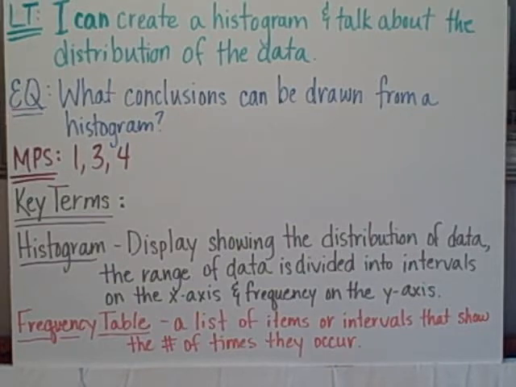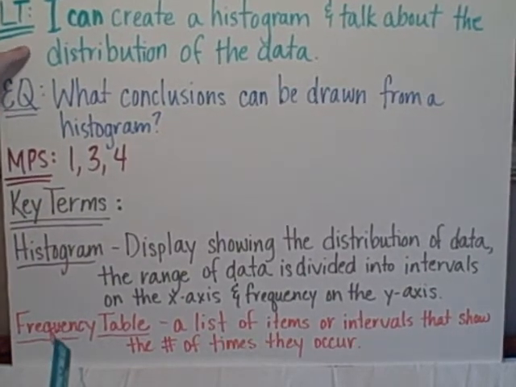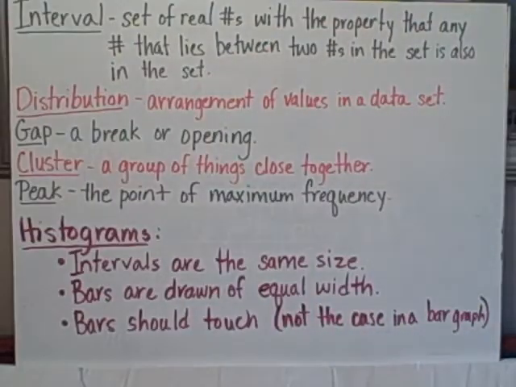Frequency table: this is something we will use to help us with our histograms. It is a list of items or intervals that show the number of times something occurs. Our next term is interval, and that is the set of real numbers with the property that any number that lies between two numbers in the set is also in the set. That's a little confusing, but when we draw our histogram, I think you'll understand it better.